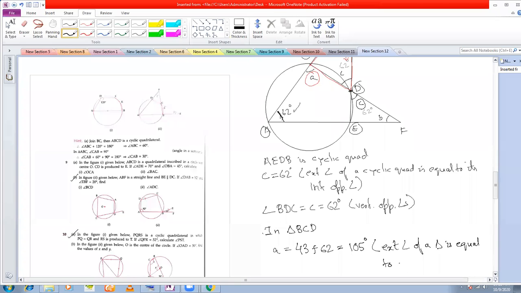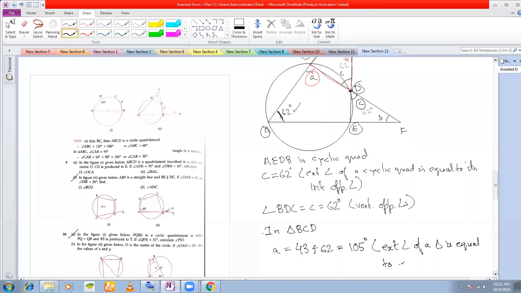to the sum of its interior opposite angles.